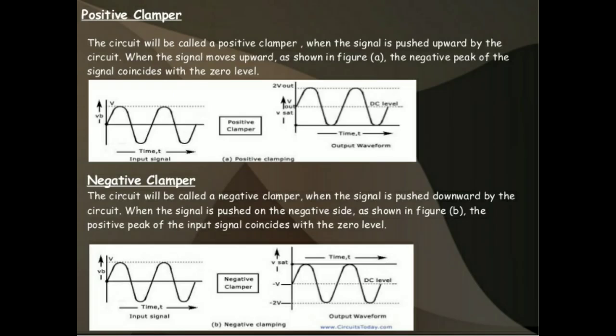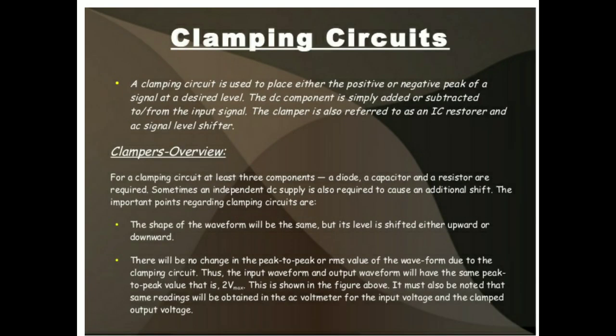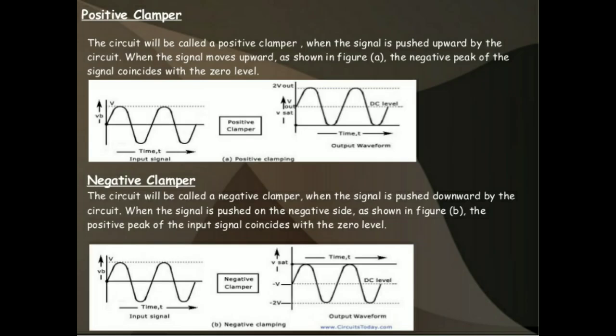This is the positive clamper. We are giving a full sinusoidal signal as input, but we get the output only above the reference voltage, only upward of the DC level. When we come to the negative clamper, we give the input on both sides, but we get the output only below the reference voltage, that means downward of the DC level.